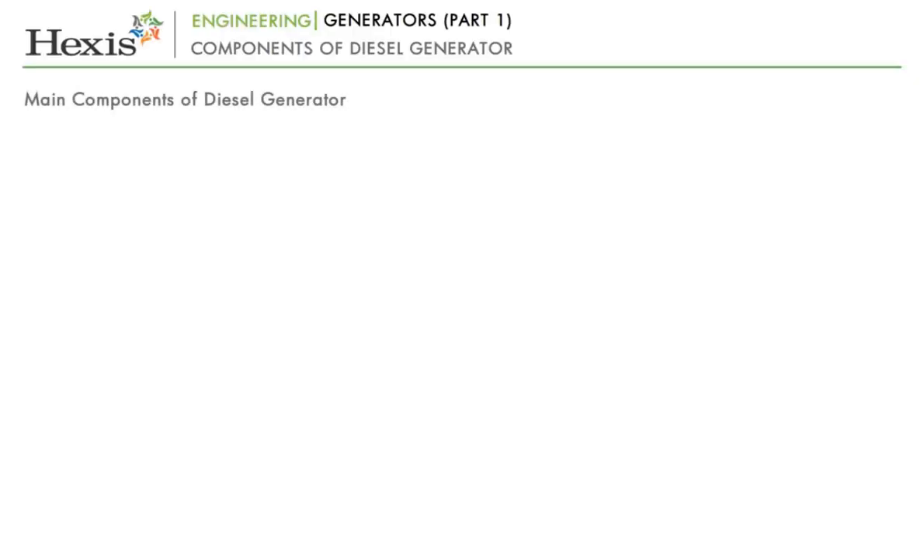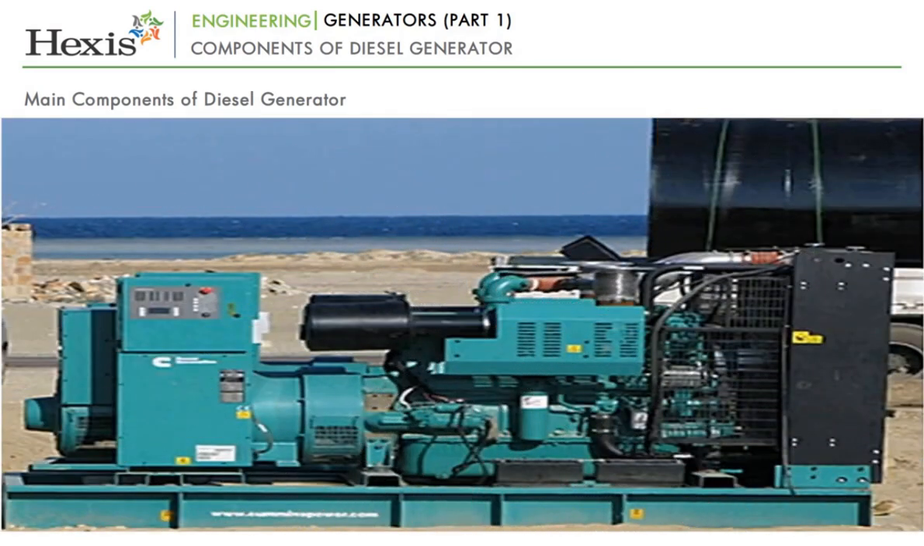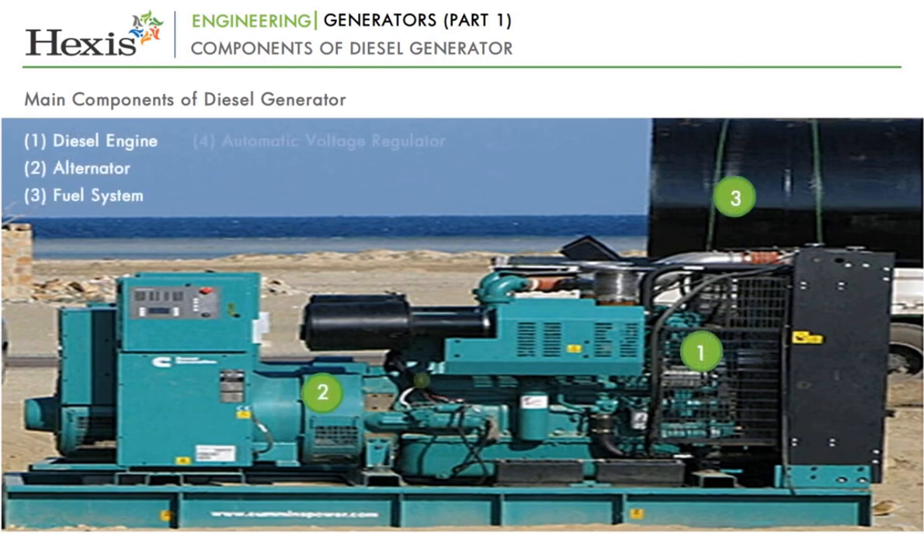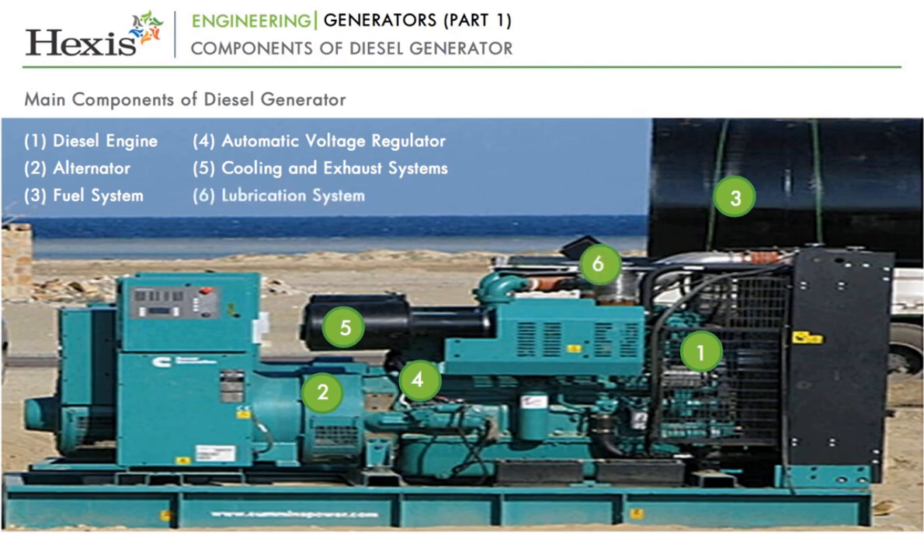Now that we have learned about diesel generators and how they work, let us take a look at the main components of a diesel generator. The main components of a diesel generator include diesel engine, alternator, fuel system, automatic voltage regulator, cooling and exhaust systems, lubrication system, battery charger, control panel, and main assembly. Let's briefly learn about them one by one.